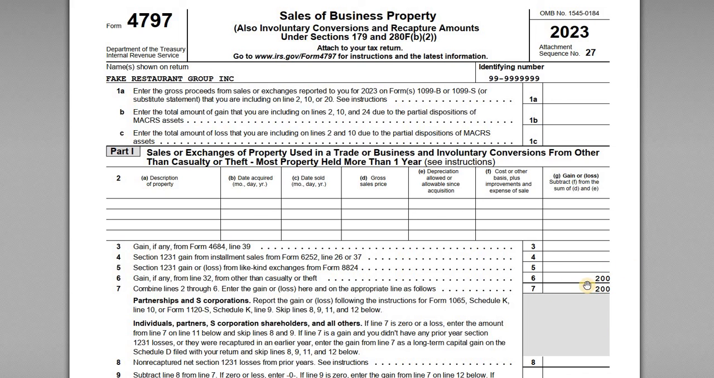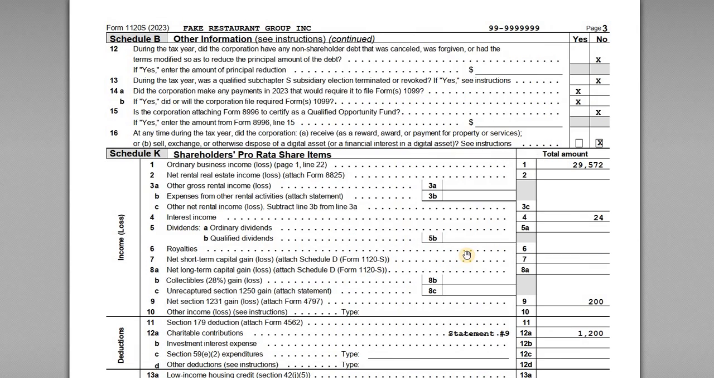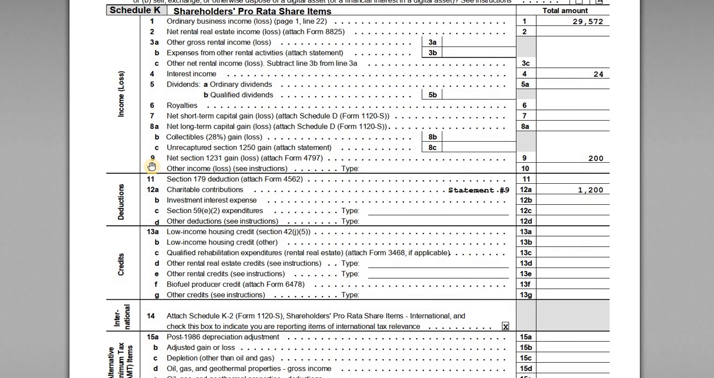But once the 4797 is done here, the numbers end up in two places, right? So the ordinary gain flows through to line 4. So there's the net gain or loss from 4797. So that just gets included in ordinary income. But the 1231 component, that extra $200, that's reported on line 9. So it's a separately stated item, line 9, net Section 1231 gain from the form 4797, $200. All right. Okay, so that one is entered.